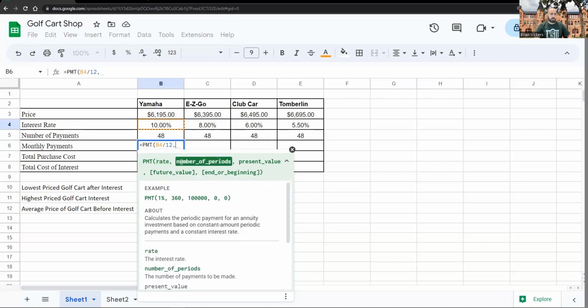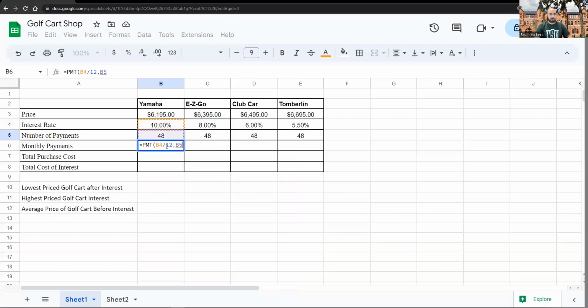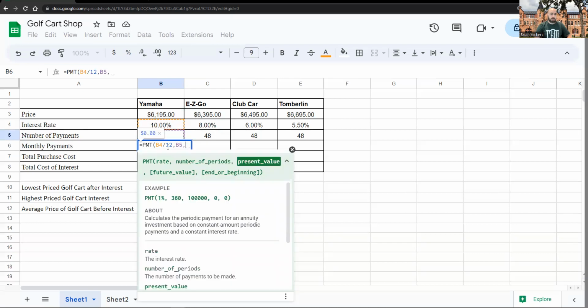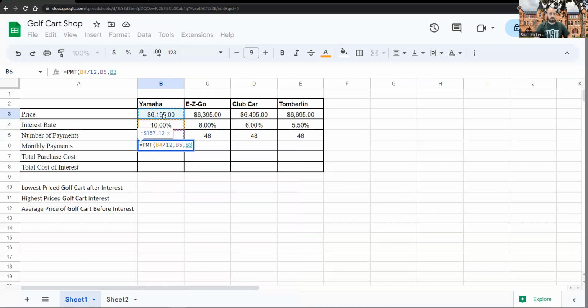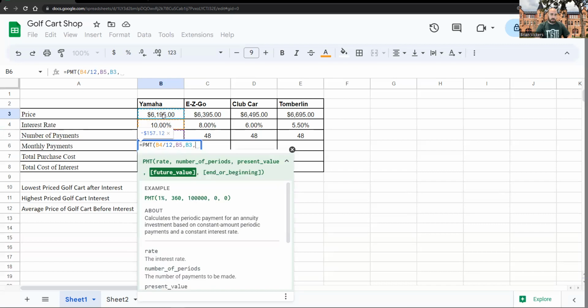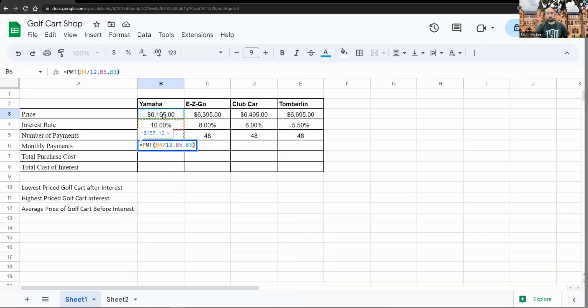And if we hit comma, it's going to jump to number of periods. Well, number of periods is 48, so we can click on the 48 right here. And then we can hit comma again because we're on to the next step. Present value, that's the price of it right here. Click on that number. And because there is no future value, I could hit comma 0 for future value, which is fine if you do, but you're also able to skip it whenever the future value is 0. Instead, I'm going to close my parentheses.